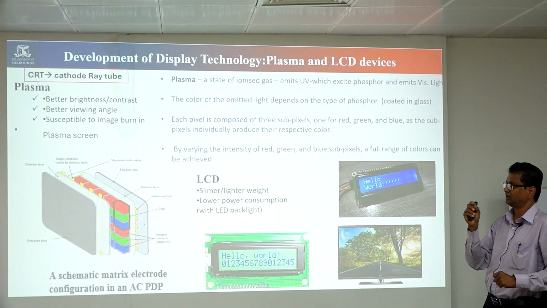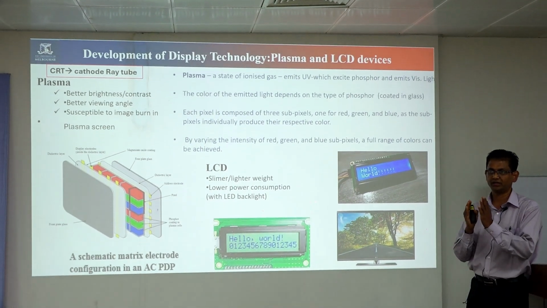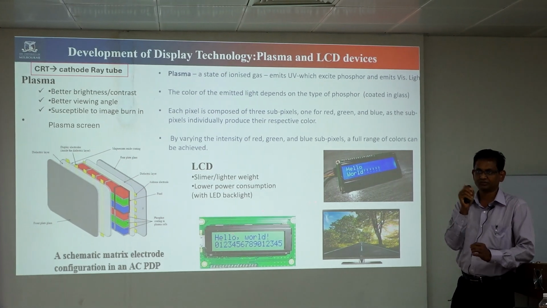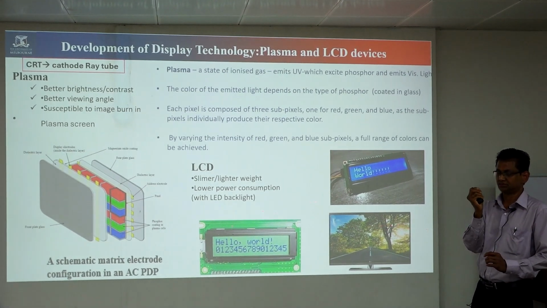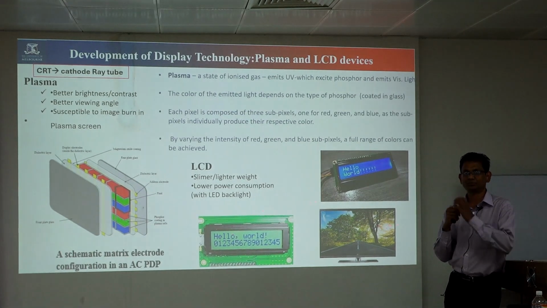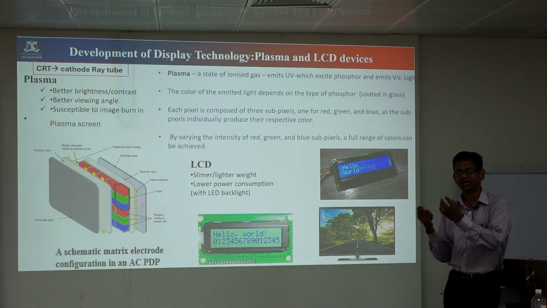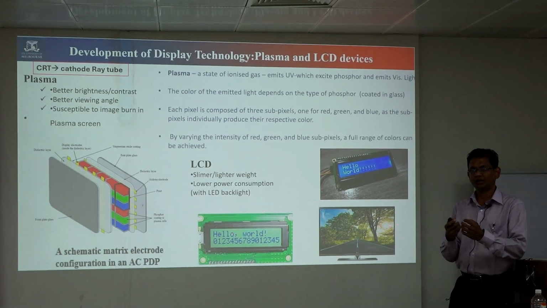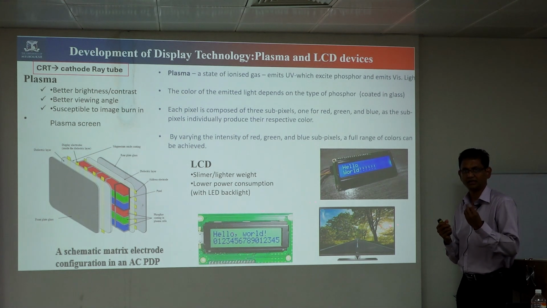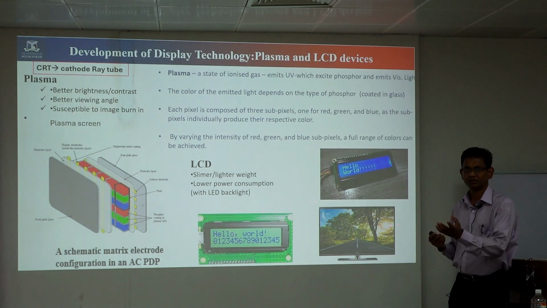The plasma cell is also coated with phosphor material, which is a fluorescent material. When the UV light hits the phosphor material, it emits radiation. The color depends on which phosphor you are using. Again, all light emitting devices are based on only three colors, red, green, and blue. With different combinations of these three colors, we can get whatever color we want.